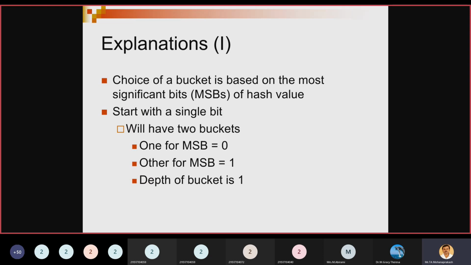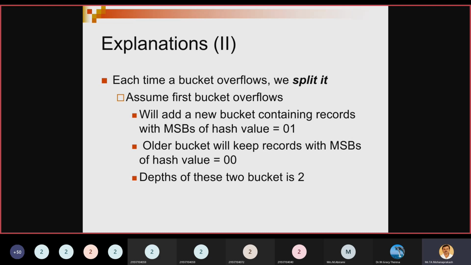The explanation is that the MSB is the most significant bit. If it is 0, it goes one way; otherwise, the most significant bit is 1, so the depth of the bucket is 1. This is the way we can assign values to the MSB. The next explanation: each time a bucket overflows, assume this is the first bucket to overflow. We add a new bucket containing records with the MSB of the hash value 01. The older bucket keeps the records with MSB values 00. So the depth of the two buckets is 2.